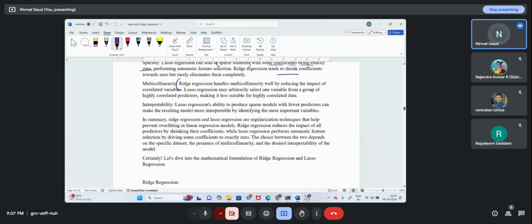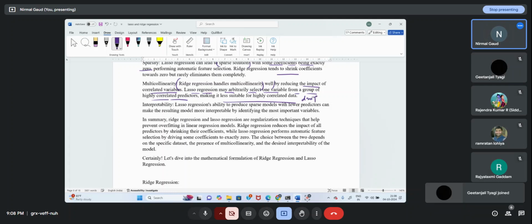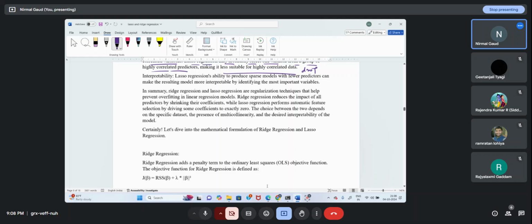Multicollinearity: Ridge can handle multicollinearity well by reducing the impact of correlated variables. Lasso arbitrarily selects one variable from a group of highly correlated predictors and drops it. It arbitrarily selects the variable. Now there is an issue. What happened?